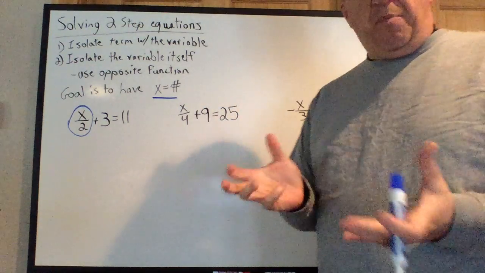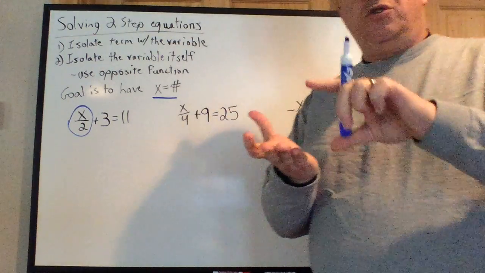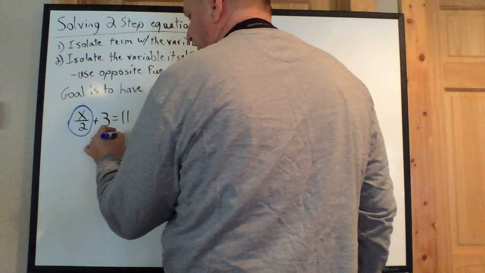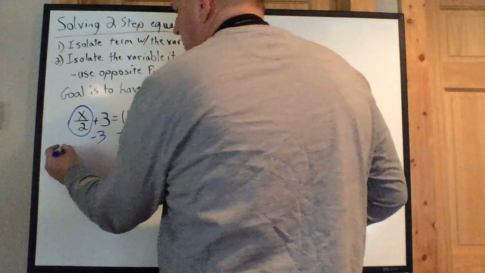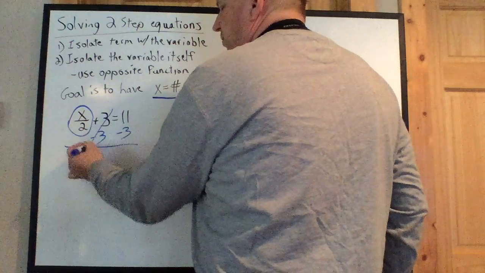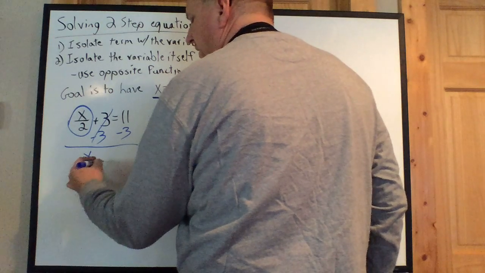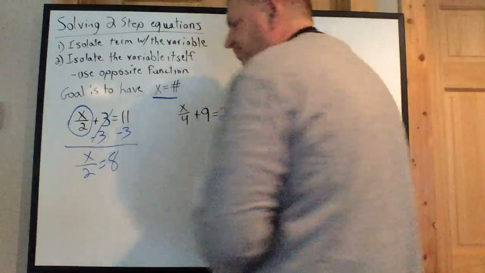So how do I get rid of a plus 3? Using my opposite function, same number, I'm going to subtract 3. And when I do so from one side, I obviously have to do it from the other side to keep my equation balanced. So these 3's will cancel each other out. I'm left with x divided by 2 equals 11 minus 3, which gives me 8.